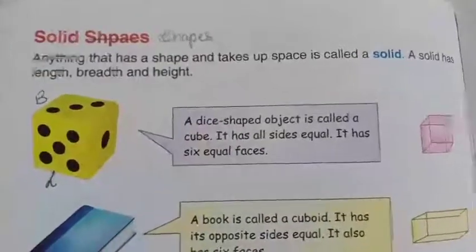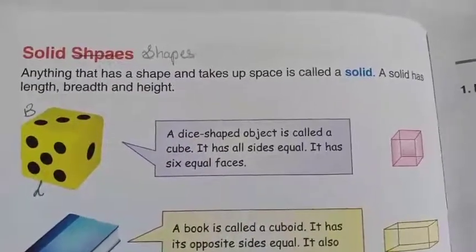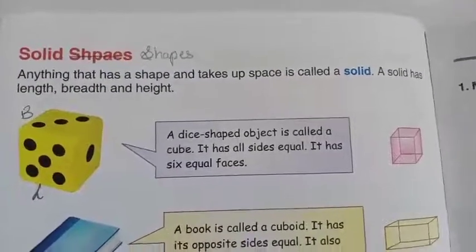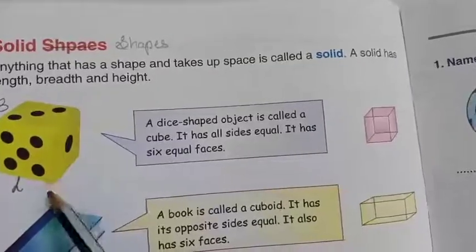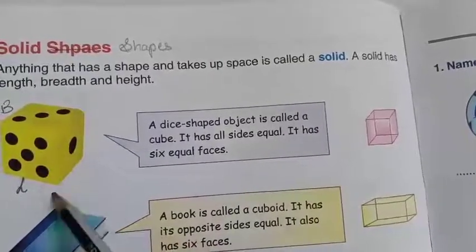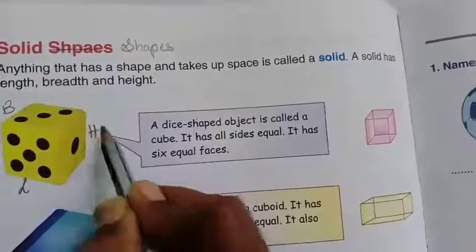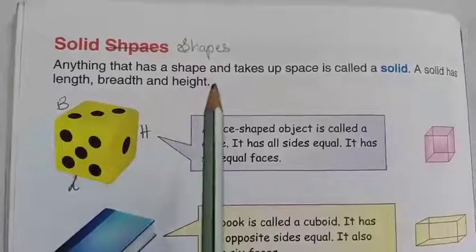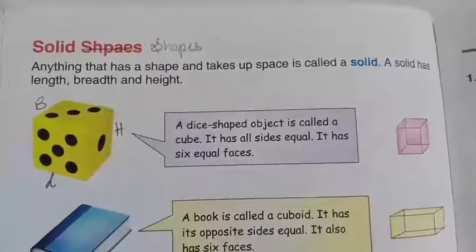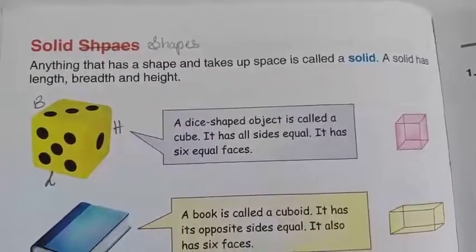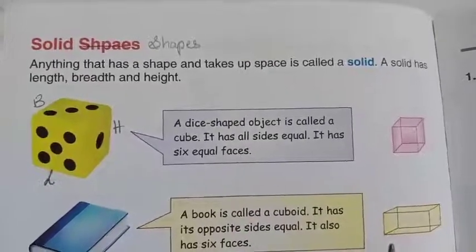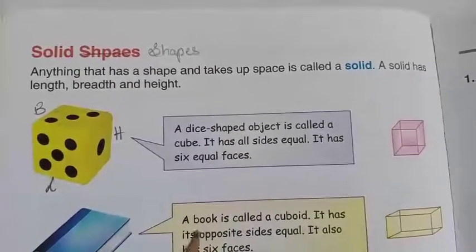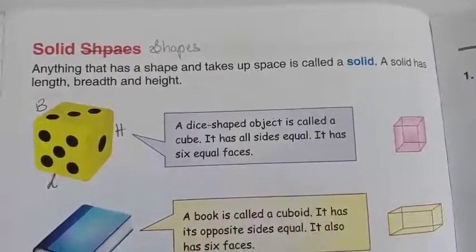And what is meant by height? So height is nothing but the measurement from base to top. Got it? This is what we call the height. So a solid has length, breadth and height. This topic is just an introduction in the first standard. Later on you are going to learn more about it in the second standard. So you just have to know now what the solid shapes are.